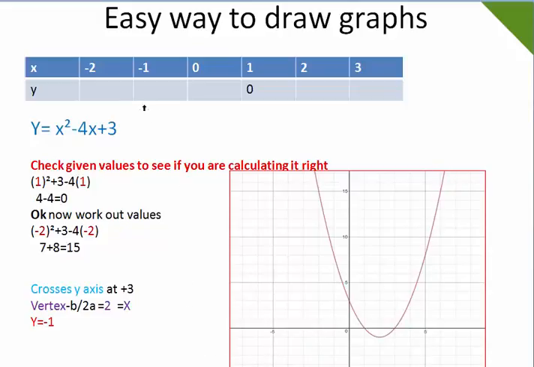Just as a matter of interest here, this is a parabola. This is a quadratic equation. It's got an x squared in it. The vertex is given by minus b over 2a. The a is attached to the x squared, sorry, and the b is attached to the x. So this becomes minus minus 4 over 2, which is 4 over 2, which is 2. Don't forget that we're going to minus b.